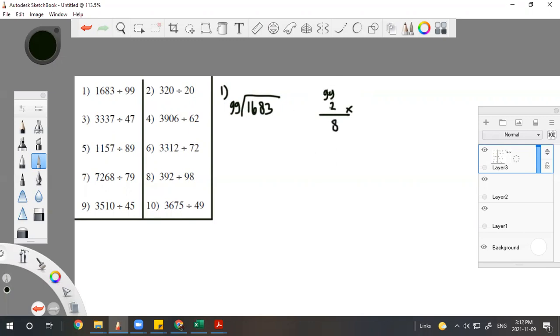So 9 times 2 is 18, 2 times 10 is 18. 198. It's too much, right? So you have to put 1 here, because it's less than 2. So 1 times 99 is 99 itself. And you do the subtraction as usual.